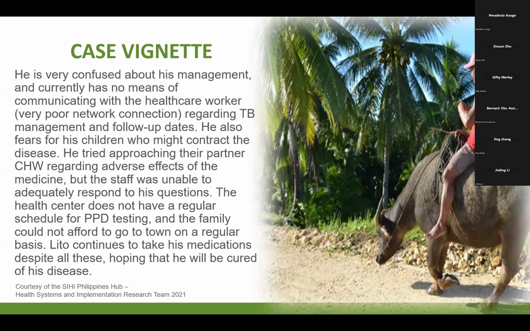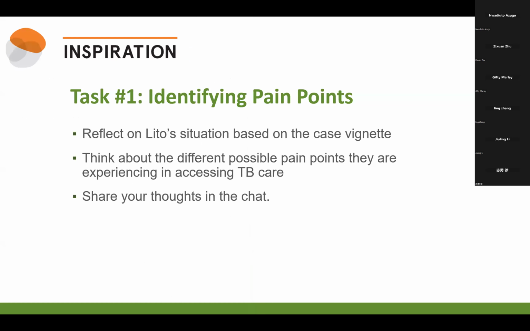He tried approaching their partner community health worker to ask about adverse effects, but that healthcare worker was unable to adequately respond to his questions. Also, the health center does not have regular testing of the disease also for his family, and the family could not afford to go to the town on a regular basis to have those tests. So Lito just continues to take his medications when there is supply, despite all these, hoping that he will be cured of his disease. So this is again based on the data that we have gathered when we did this assessment of a local health system.